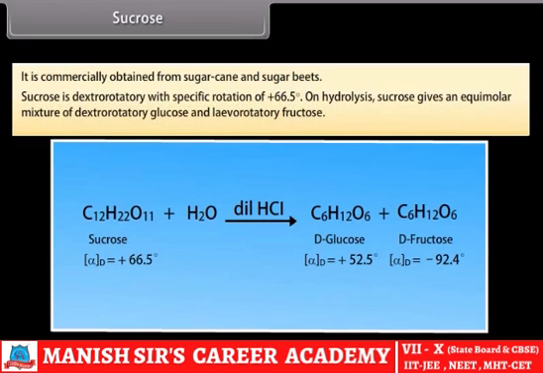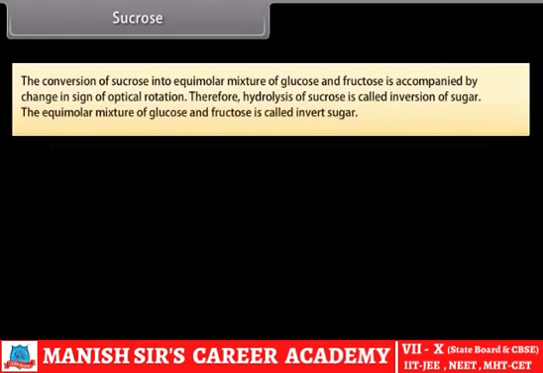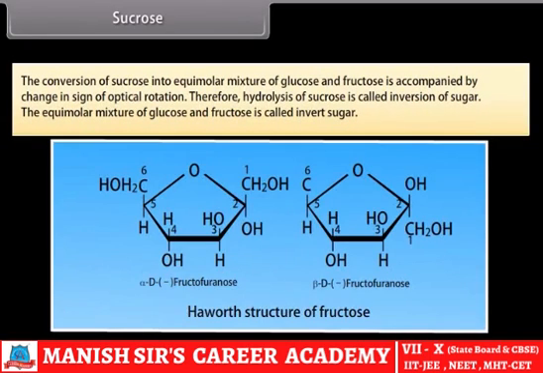Sucrose is dextrorotatory with a specific rotation of plus 66.5 degrees. On hydrolysis, sucrose gives an equimolar mixture of dextrorotatory glucose and levorotatory fructose. The conversion of sucrose into an equimolar mixture of glucose and fructose is accompanied by a change in sign of optical rotation. Therefore, hydrolysis of sucrose is called inversion of sugar. The equimolar mixture of glucose and fructose is called invert sugar.